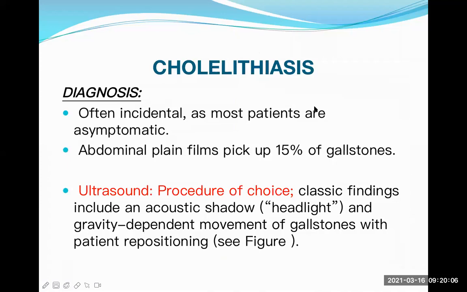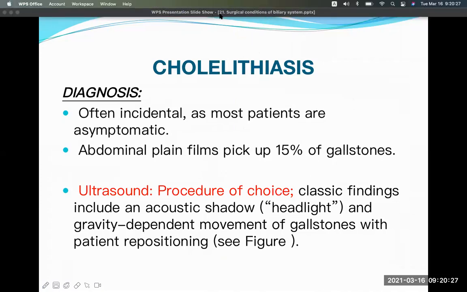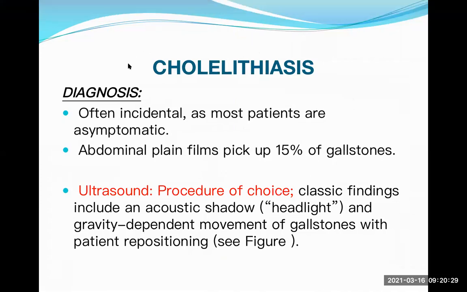Now, how to make a diagnosis? It's very easy. Diagnosis is easier. Sometimes from the clinical features alone, we cannot clinch the diagnosis because many of the patients are asymptomatic. But if you strongly believe it may be a case of gallstone, just go for ultrasound. Okay, just go for ultrasound. So this is the procedure of choice. This is very easy to do. Okay, not a very expensive test, and it can easily pick up the gallstone.